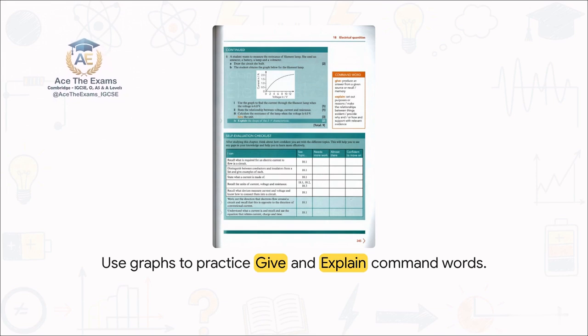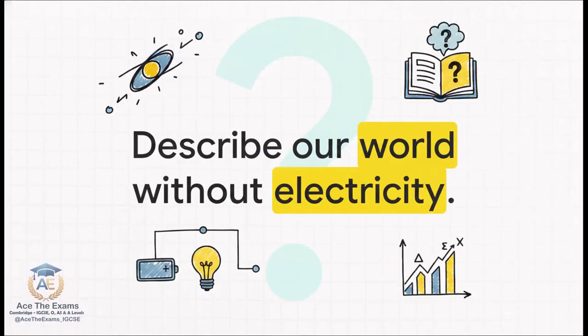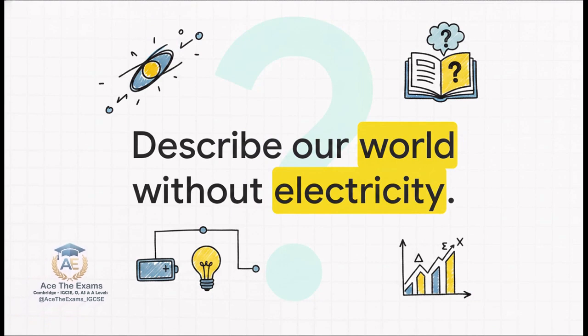That is the 3-rule system. Decode the command word, apply the PEEL framework for explanations, and manage your time by not overwriting simple state questions. Mastering these details, from the physical flow of electrons to decoding the exact phrasing of an exam question, is what transforms a good student into an absolute grade A machine.